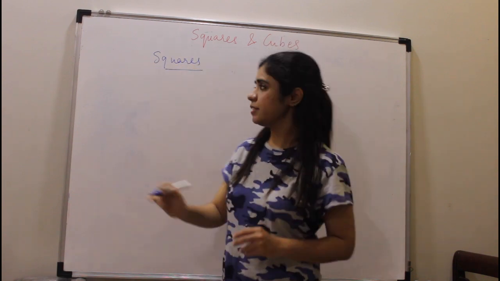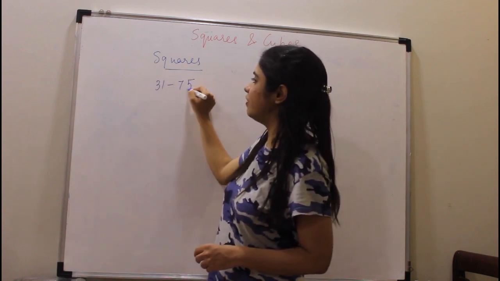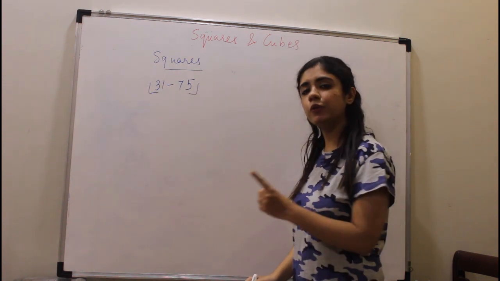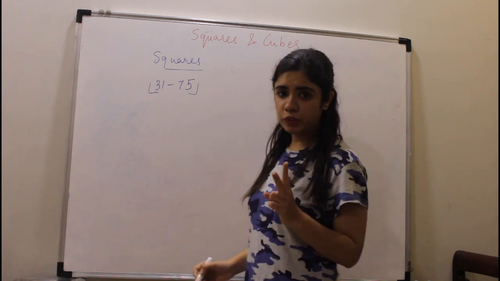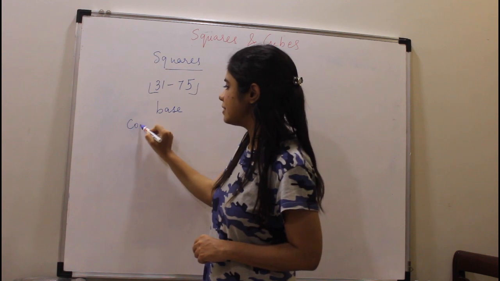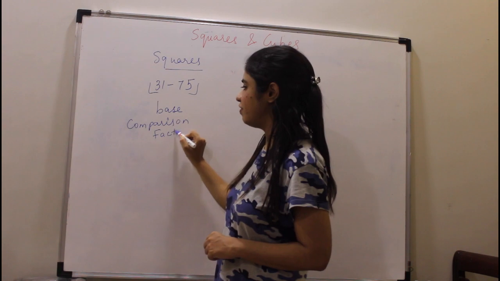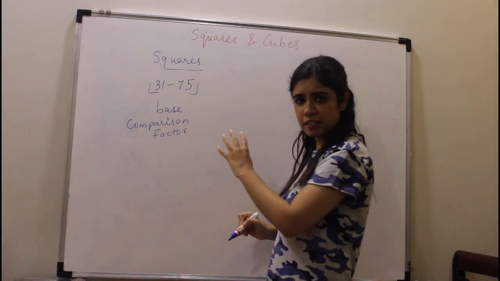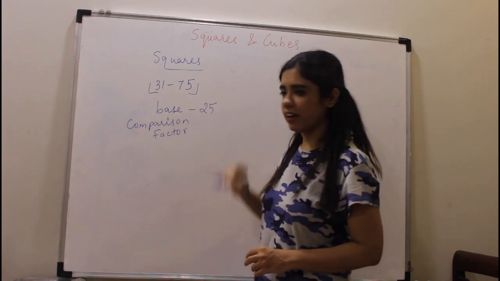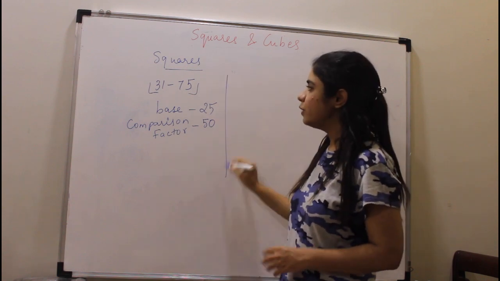First is, if they ask you any square from 31 to 75, you are going to use the first method. There are two things here. One is called the base and one is called the comparison factor. For all the numbers from 31 to 75, the base is 25 and the comparison factor is 50. What are you supposed to do now?